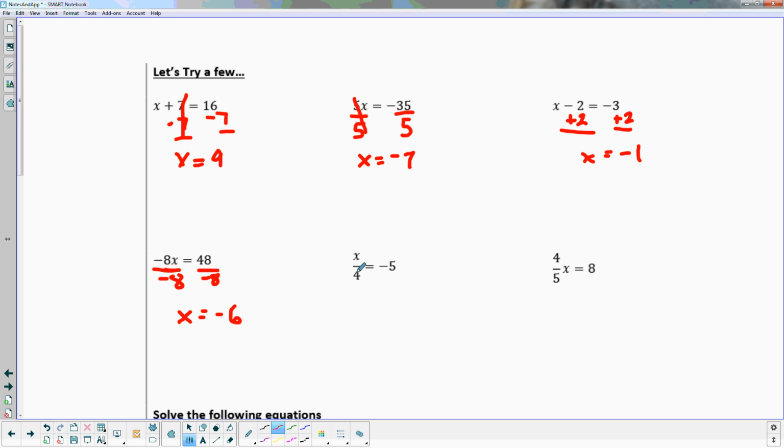For this one, x is being divided by 4. So the inverse operation of division is multiplication. So I'll multiply by 4, and whatever I do to one side, I have to do to the other. My 4's cancel out and give me a 1, so I know what 1x is now. And 1x is going to be equal to negative 5 times 4, negative 20.